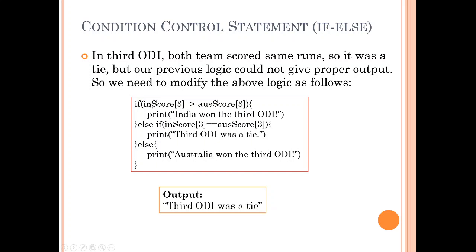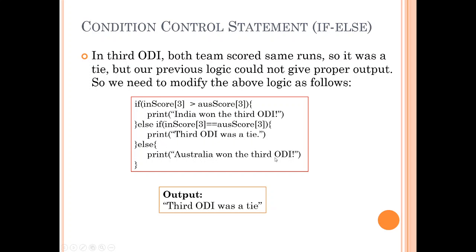So here we can see if India's score of third match is greater than Australia's score. If India's score is more, obviously we will print India won the match. Else, now we want to check another condition. So again if will be there. So else if India's score of third match is equal to Australia's score of third match, then we will say it was a tie. But if both of these conditions come out to be false, this must mean that Australia won the third ODI.